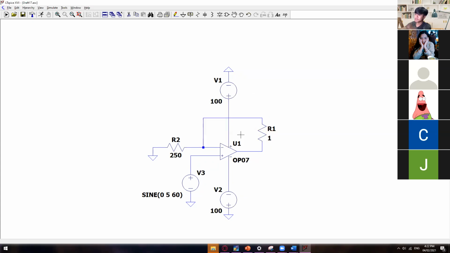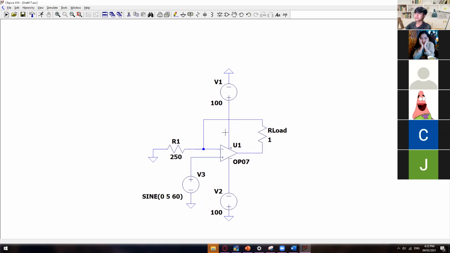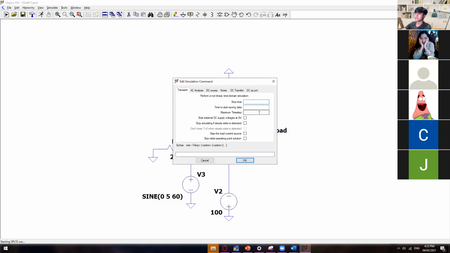And in here, for now, we'll start with 1 ohm. Then we'll see if there is a difference no matter how high the value of this resistance is. So take note, this is your R load, and then this is just R1. All right, so let's now set this one to 50 milliseconds.